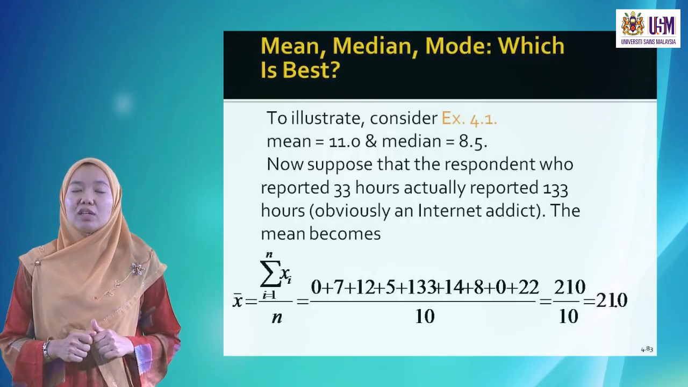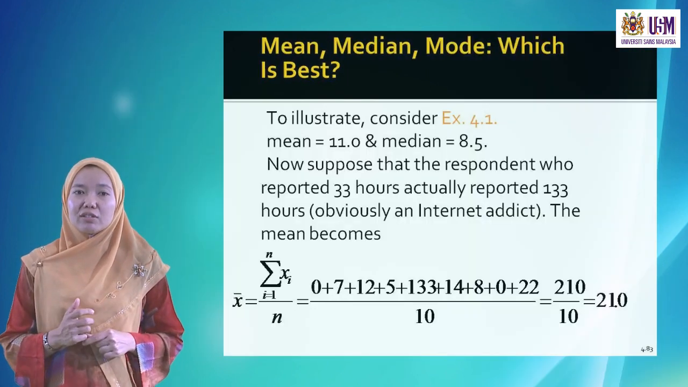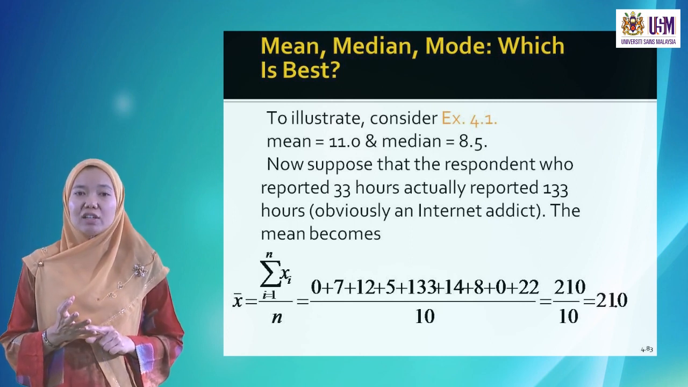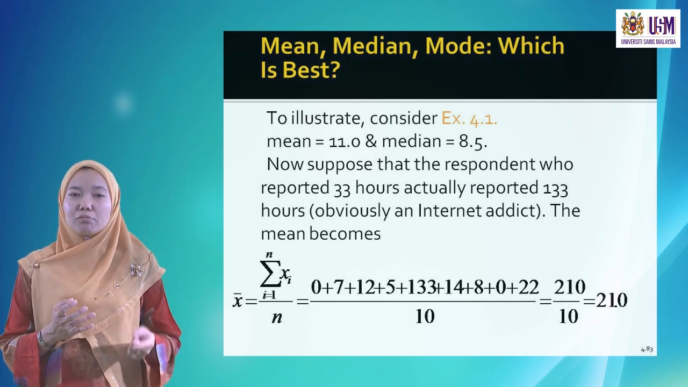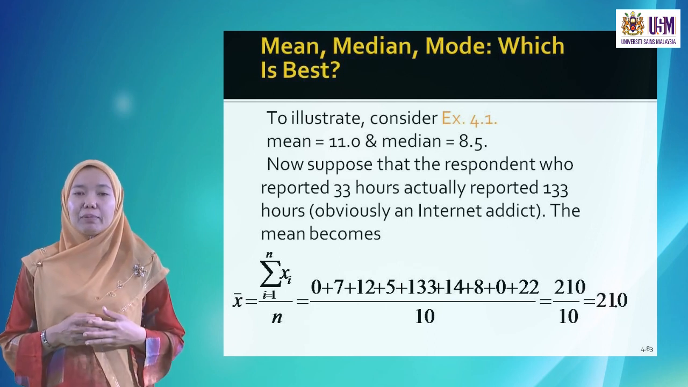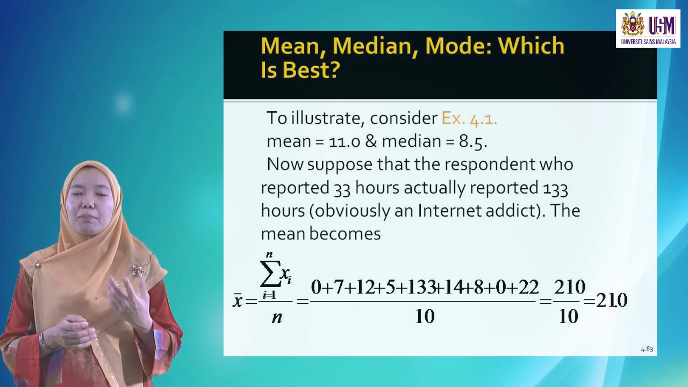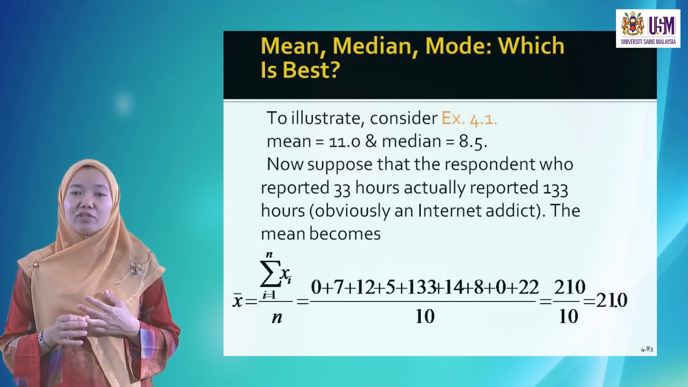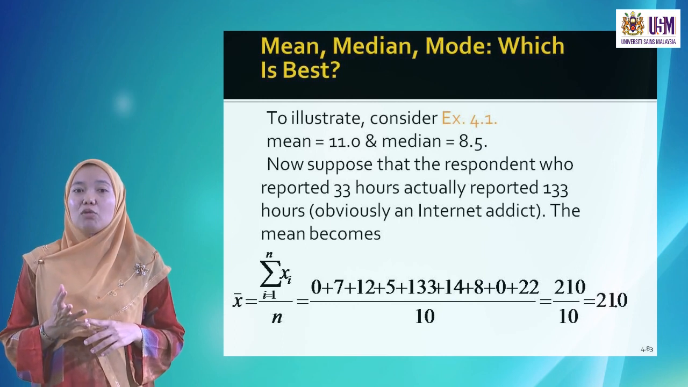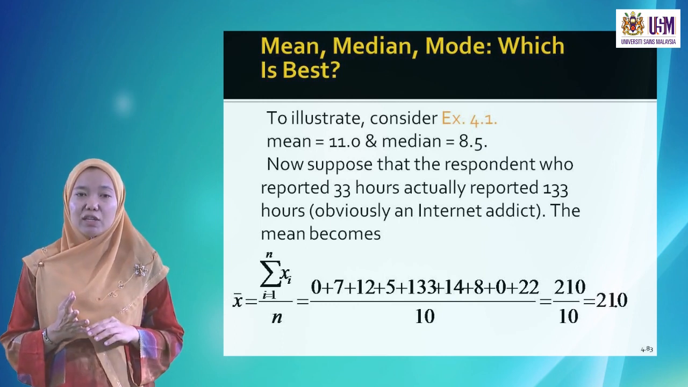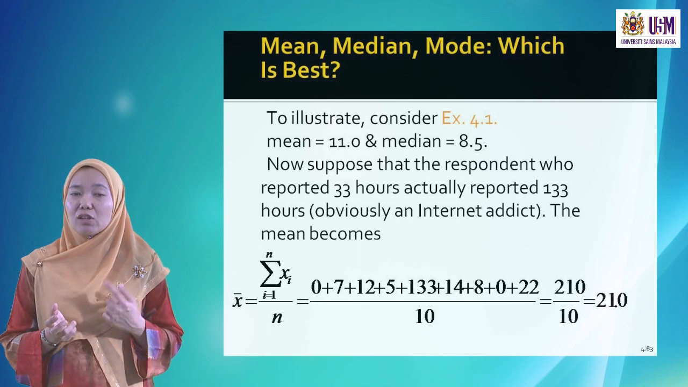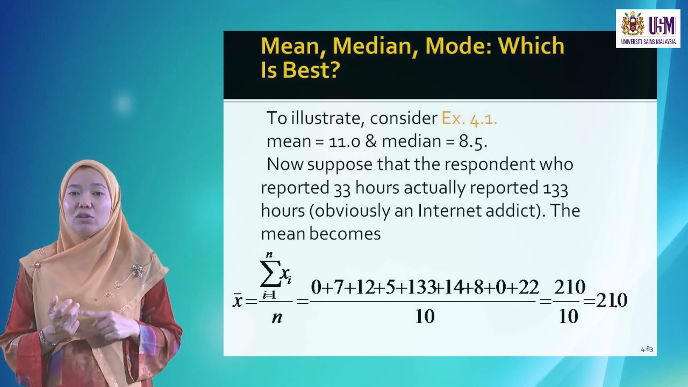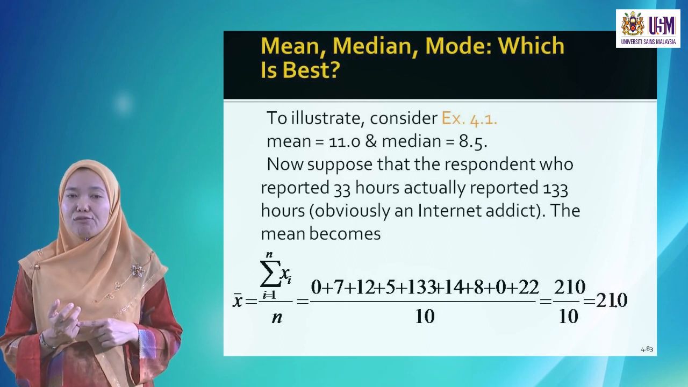Still discussing the three measures of central location just now, between mean, median and mode, which one is the best measure? Remember, in statistics you want to make inferences: you use a sample statistic in order to predict a population parameter. To illustrate this point, let's consider example 4.1, where, from the raw data that is given, you calculate the mean using the formula, and you get a mean of 11. And you get the median, the middle point, which is 8.5.